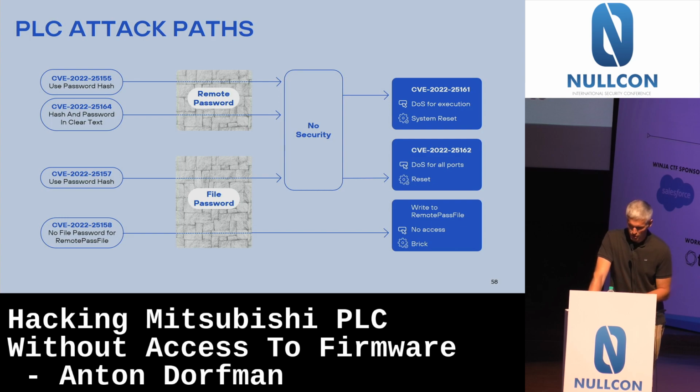And there are a few paths of attacks which use the bugs that we found. If we have no security, we can just attack with denial of service. If we have a remote password, we can bypass it with one of the 2 bugs. And if we have a file password, we can bypass it also.